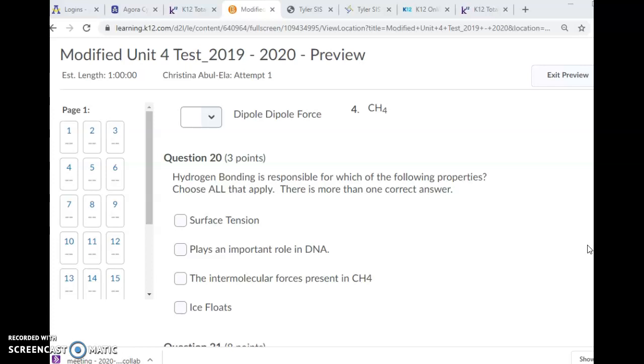Question 20. Hydrogen bonding is responsible for which of the following properties? Choose all that apply. There is more than one answer. Surface tension, plays an important role in DNA, the intermolecular force is present in methane, CH4, or ice floating.